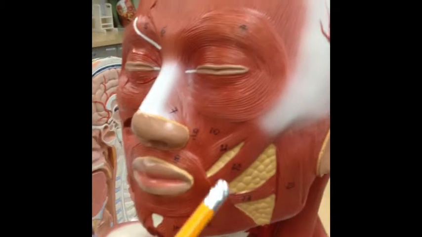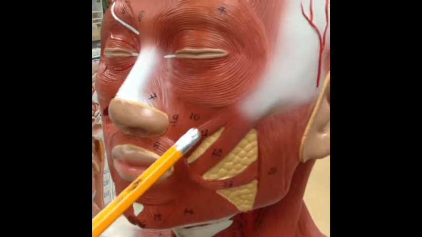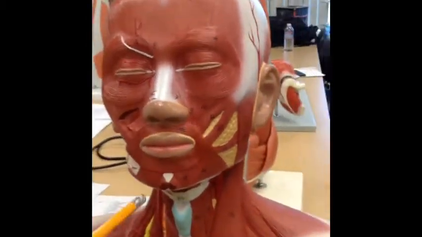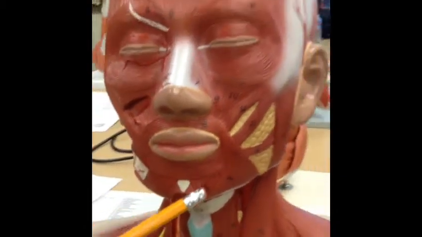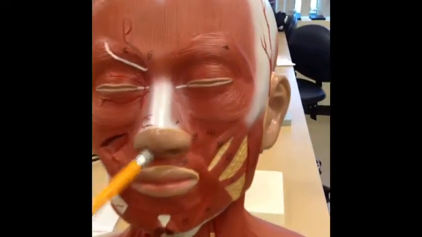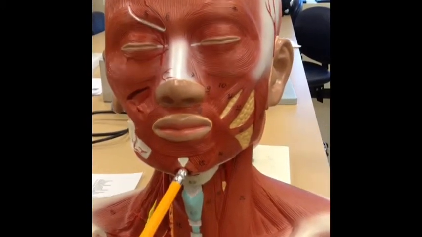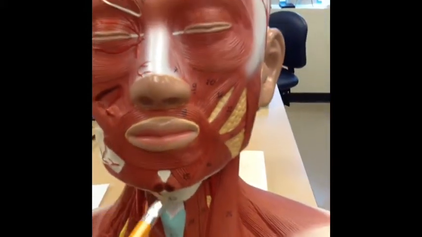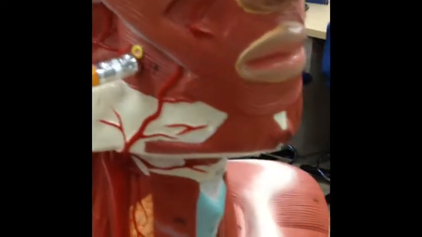Zygomaticus major, which is number 12, and zygomaticus minor, which is lateral, raise the corners of your mouth to smile. Depressor labii inferioris, which is 15, draws your lower lip inferiorly. Your orbicularis oris closes your mouth and protrudes the lips, which is for kissing and whistling. Your mentalis, number 16, protrudes your lower lip. Your buccinator, number 17, compresses your cheeks to whistle.